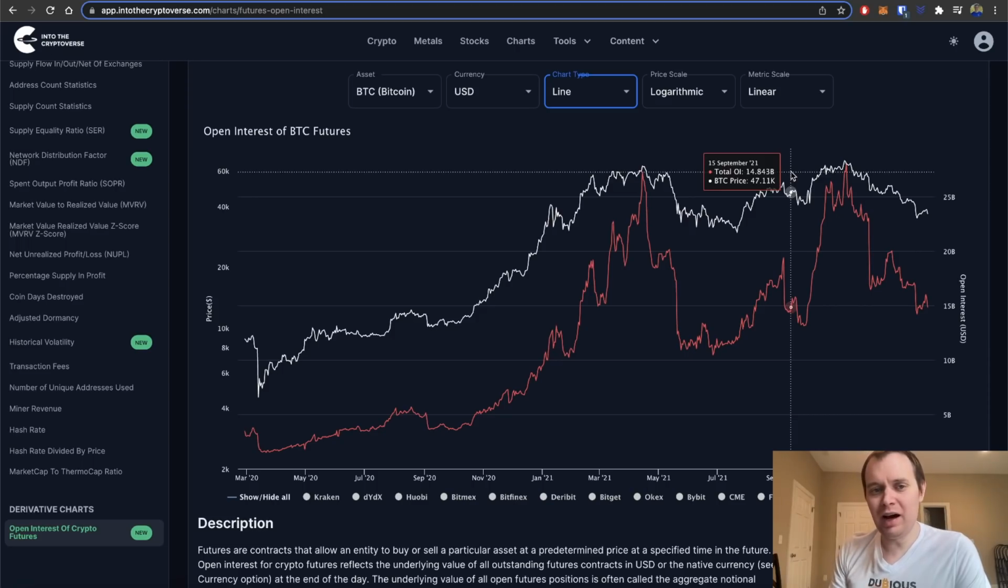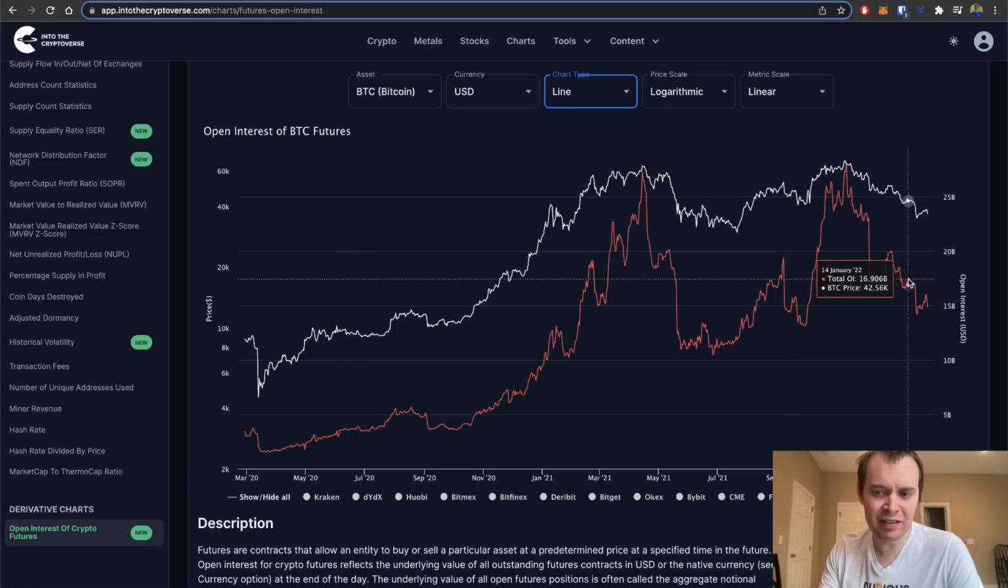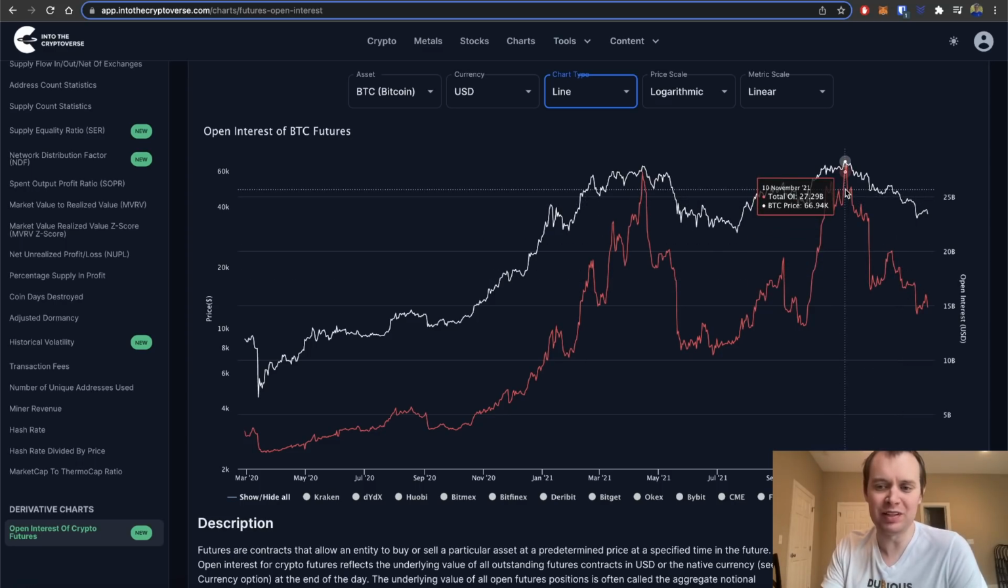Now, I think one thing to consider with this chart is that as the valuation of Bitcoin in general trends higher, you would expect this to trend higher. So I do fully expect that eventually the open interest will exceed 27 billion. I don't think it will be limited to that with the exchanges that we're using here. As the valuation of Bitcoin goes up, we would expect that to be the case.